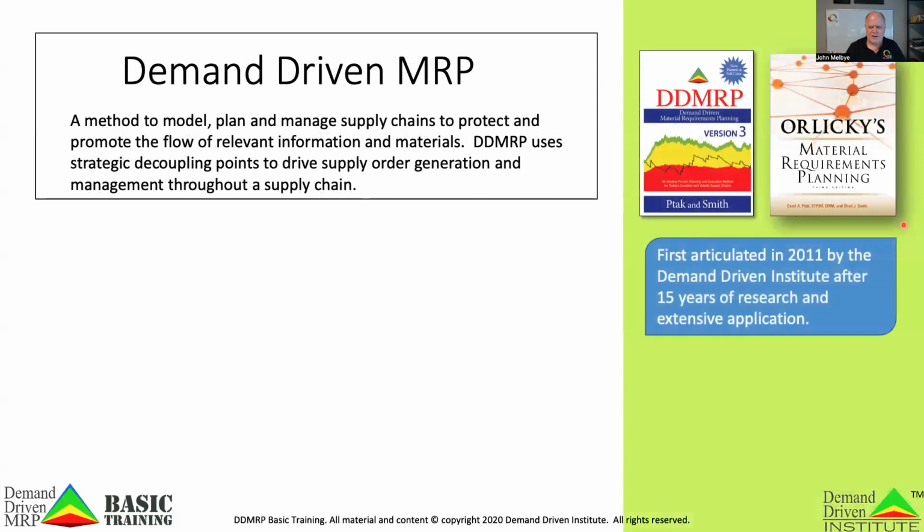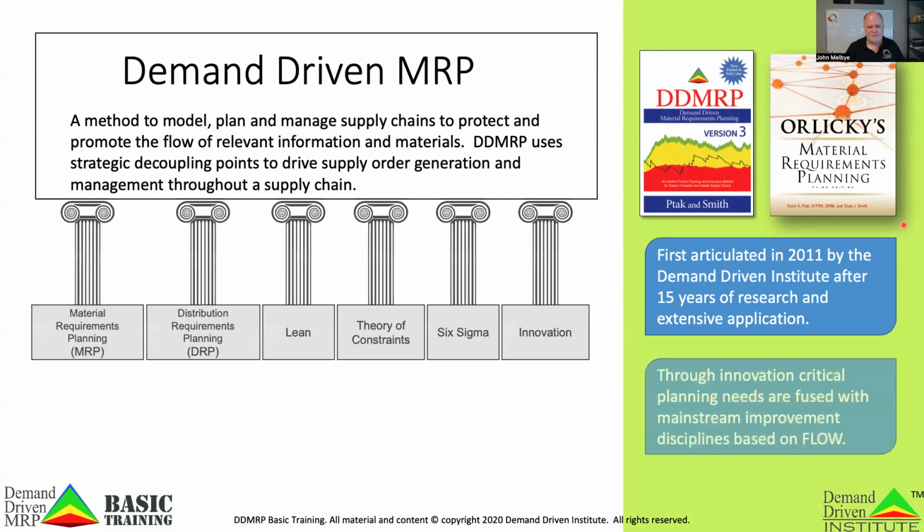Introduced in 2011 by the Demand-Driven Institute, after 15 years of research and application, it is a method to model, plan, and manage supply chains, protecting and promoting flow of relevant information and materials. And DDMRP uses strategic decoupling points, both to drive supply order generation, in other words, purchase orders and manufacturing orders, and the management of those open orders, in other words, the expediting or the decision whether or not to expedite, separately throughout a supply chain.